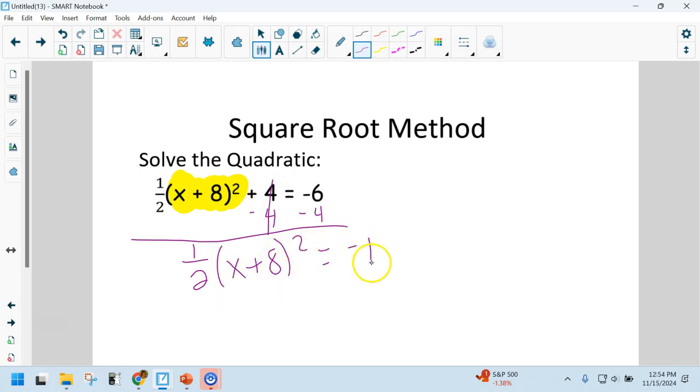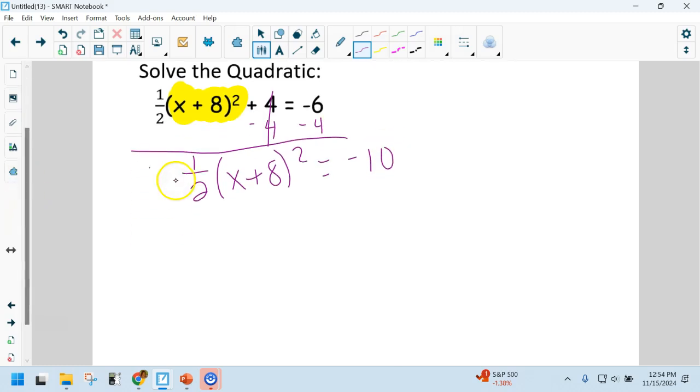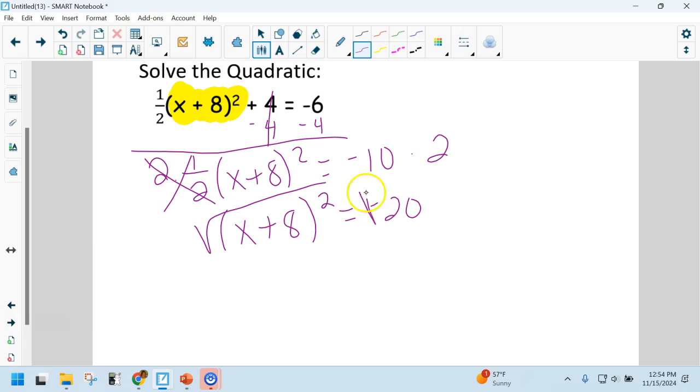which gives us -10. Remember, again, to get rid of a fraction, we want to multiply by its reciprocal on both sides. So I'm going to multiply by 2 on both sides. That gets me (x + 8)² = -20. And then, even though there's still that plus 8, it is part of what's being squared. So once the squared thing is by itself, that's when we square root both sides.